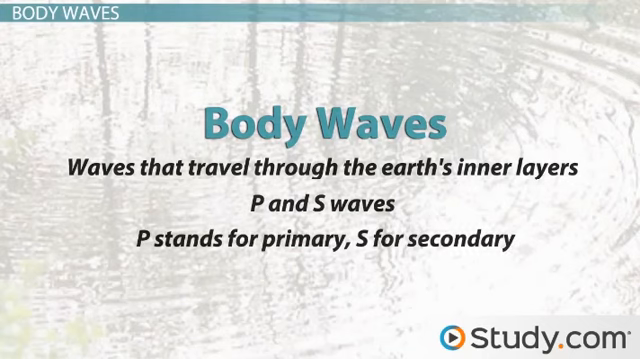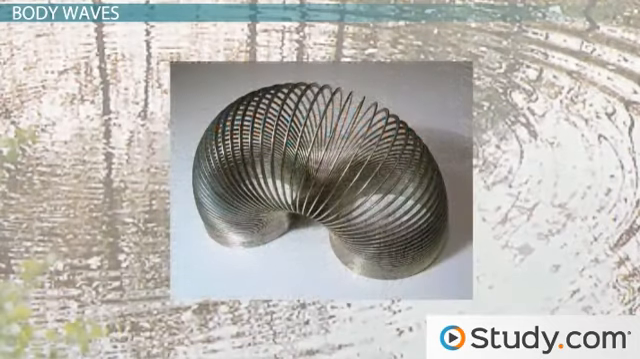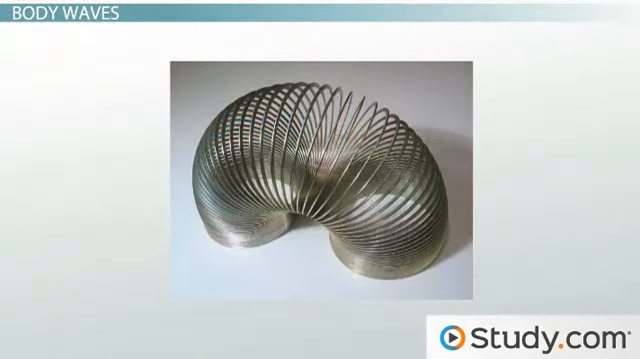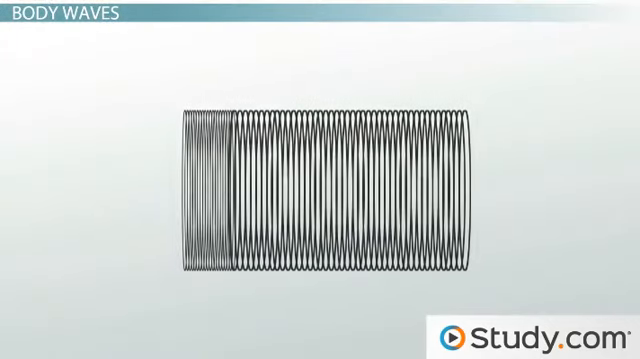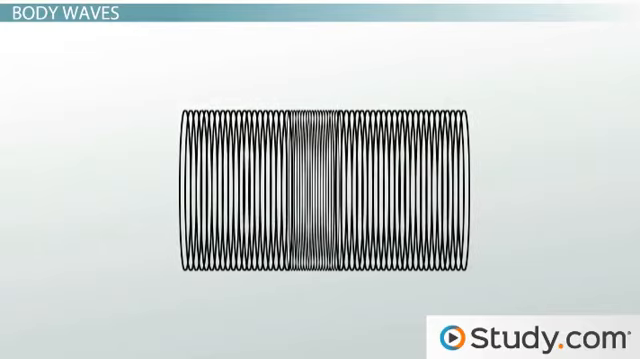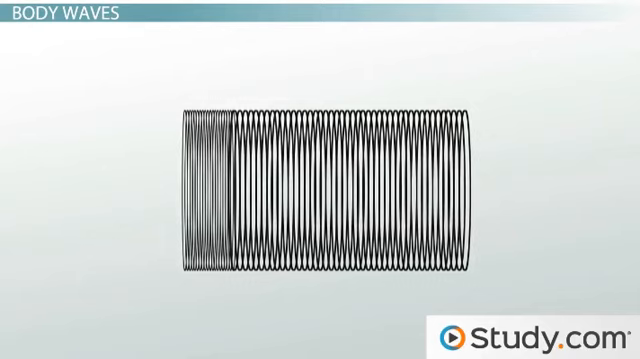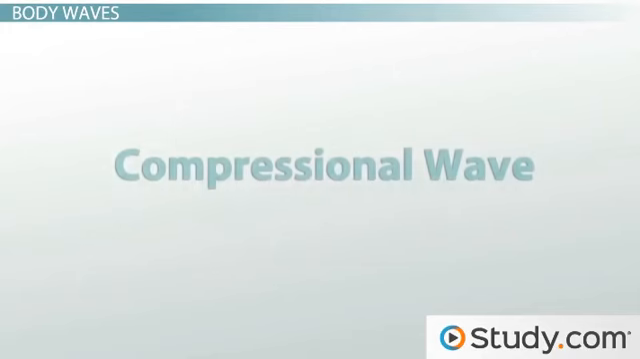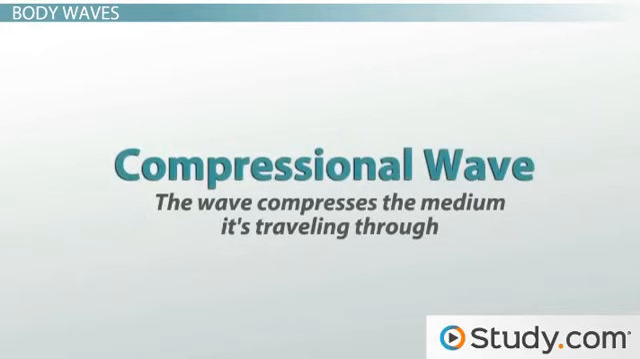In order to understand how body waves move through the ground, we're going to compare them with the movement of a slinky. If you take a slinky and sort of shimmy it back and forth, a wave travels the length of the slinky, but the slinky appears to stay in one place. This is called a compressional wave because the wave compresses the medium it's traveling through as it moves along. P waves travel in this fashion.